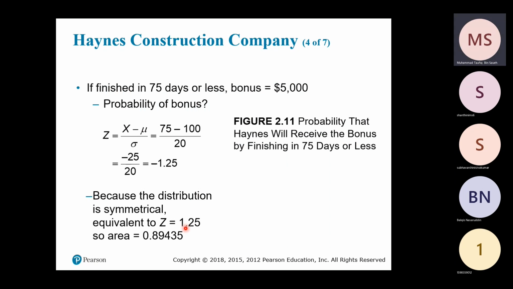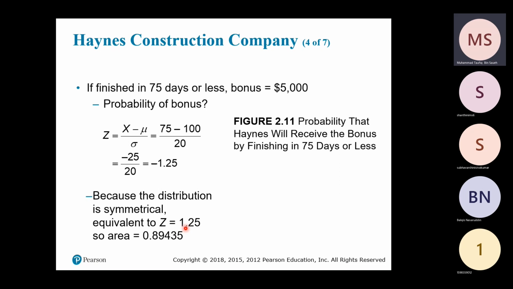That is one. And then there is another situation. In the contract, the owner stated that if the contractor can finish the construction before 75 days, then the owner will pay a bonus to the contractor, $5,000. So what is the probability that the contractor can get the bonus?